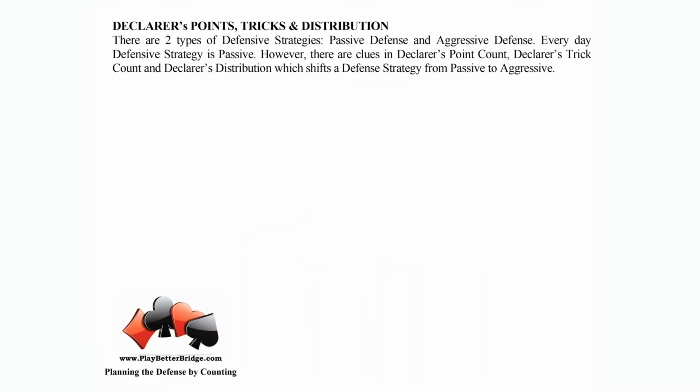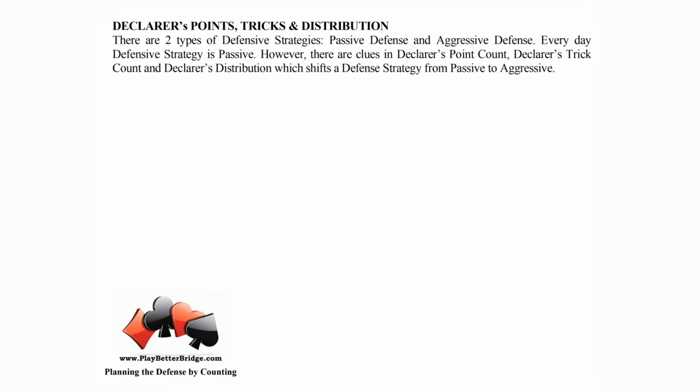Okay, so big picture here. There are two types of defense strategies. One is passive, and those are everyday: lead partner's bid suit, return partner's led suit, second hand low, third hand high, top of touching, right? Aces led from kings. All of those are fundamental passive defenses. We're going to look today at when do we know to move from passive defense to an aggressive defense.